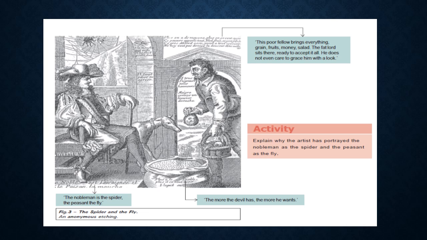This poor fellow brings everything: grain, fruits, money, salads. The fat lord sits there ready to accept it all. He does not even care to graze him with a look. Then, in another dialogue box, you can see the nobleman is a spider and the peasant is a fly. Then, in another one: the more the devil has, the more he wants.